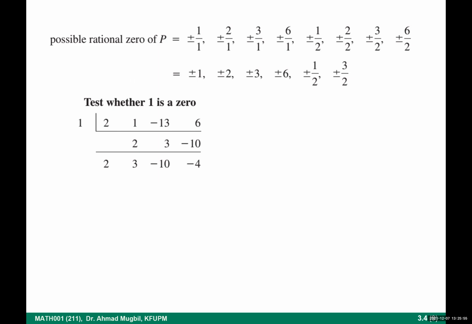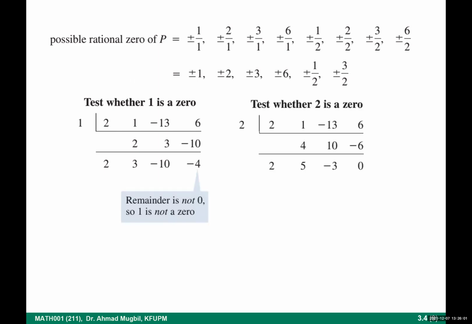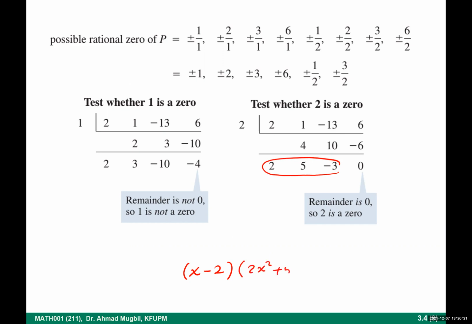What will you do next? Which one will you try? 2. Let's try 2. It works. 2 is what? 2 is a 0 because the remainder is 0. The remainder is 0, so 2 is a 0. So we have one factor now. What is the first factor that we have? X minus 2. And for free, we had another factor. Here it is. What is it? The original one was of degree 3. This will be of degree 2.